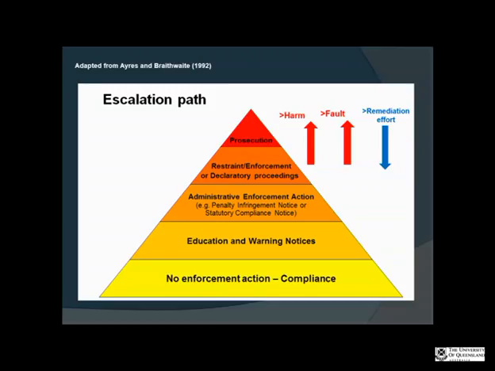Okay? So high level of harm, high level of fault, and low level of attempt to remediate what has happened, more likely to be prosecuted. Okay? But put it in reverse, where it's a low level of harm, low level of fault, and they've made an effort to remediate when they've realized what has happened, you're going to find that the department will deal much more kindly with them and would be less likely to prosecute.